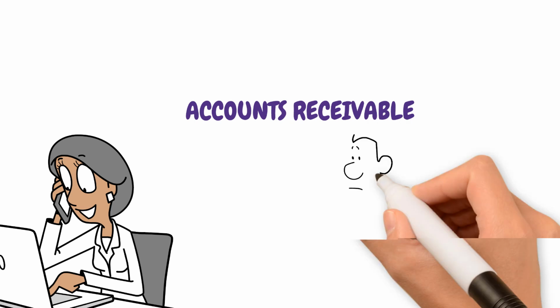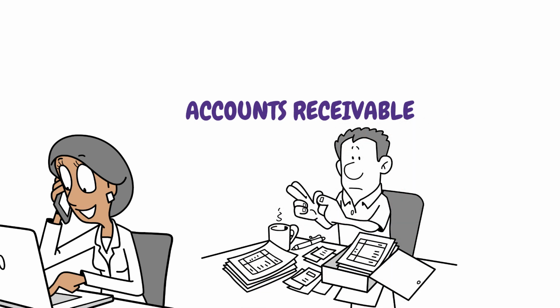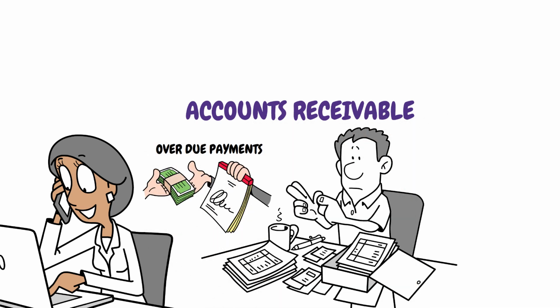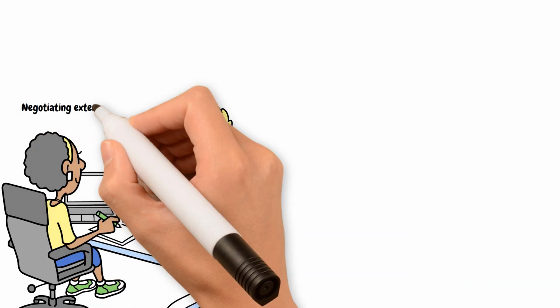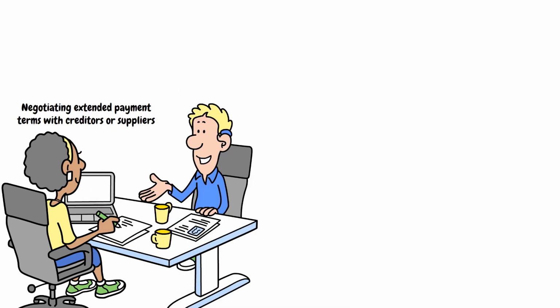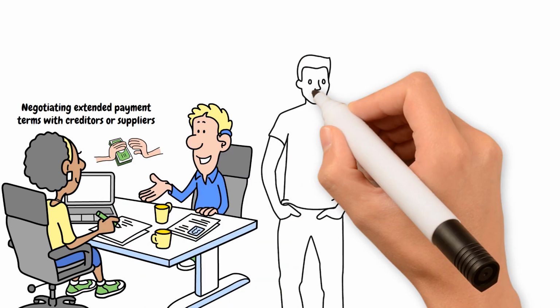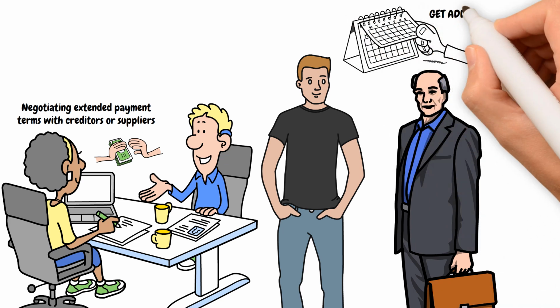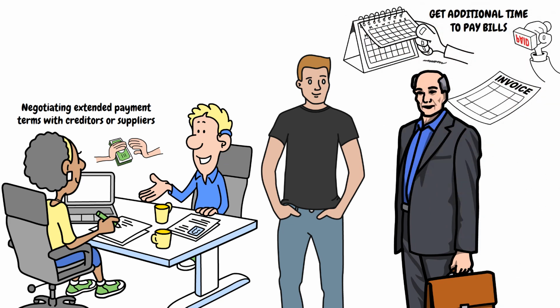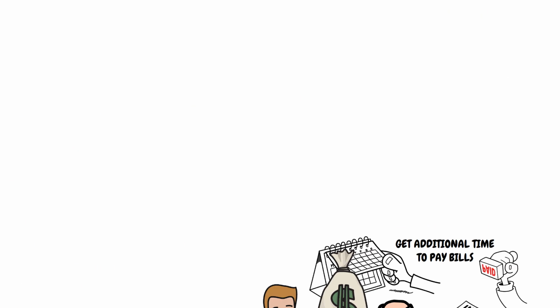cash flow cycle. Keep a close eye on accounts receivables to ensure timely invoicing, follow up on overdue payments, and minimize outstanding debts. Similarly, negotiate favorable payment terms with suppliers and vendors to optimize accounts payable management. As a small business owner, negotiating extended payment terms with creditors or suppliers can provide you with additional time to pay bills, thereby improving your cash flow position.